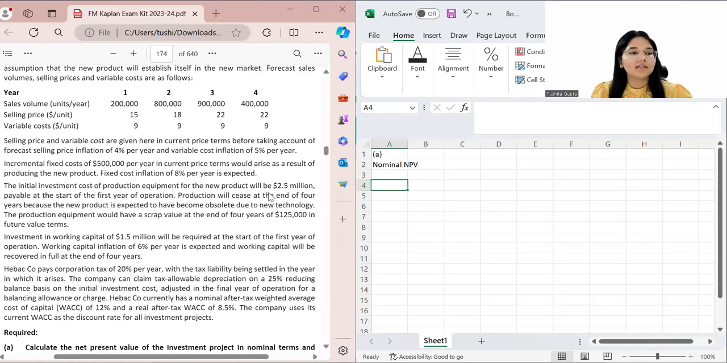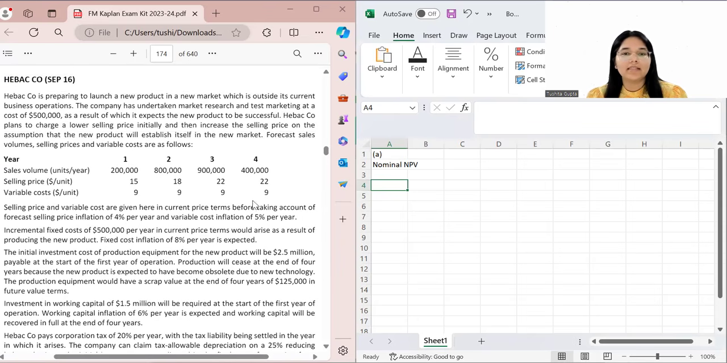Hebac company pays corporation tax at 20% per year, with the tax liability being settled in the same year. The company can claim tax allowable depreciation on a 25% reducing balance basis on the initial investment cost, adjusted in the final year of operation for a balancing allowance or charge. The nominal cost of capital is given at 12%, at which you have to discount, and the real after-tax WACC is also given. The company uses its current WACC as the discount rate for all investment projects. Now, without any further ado, let's get started.